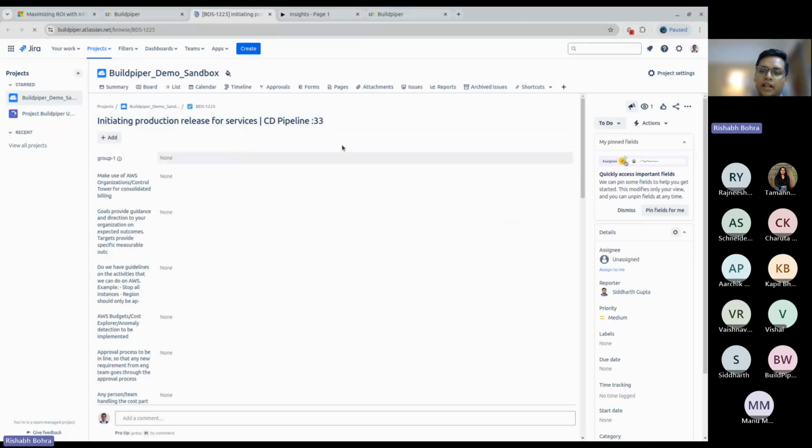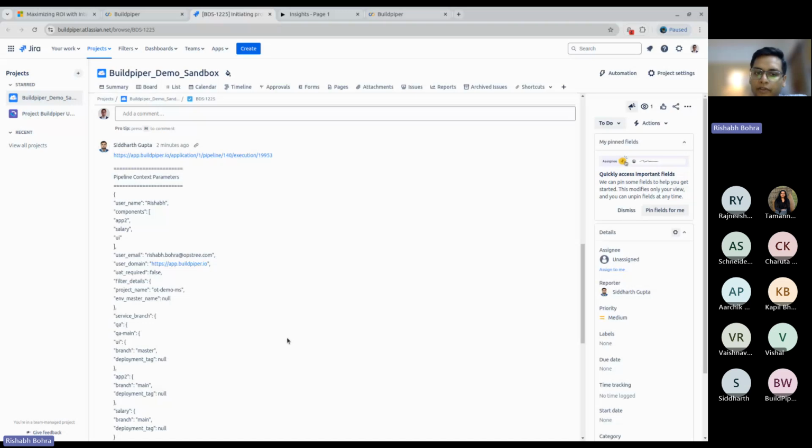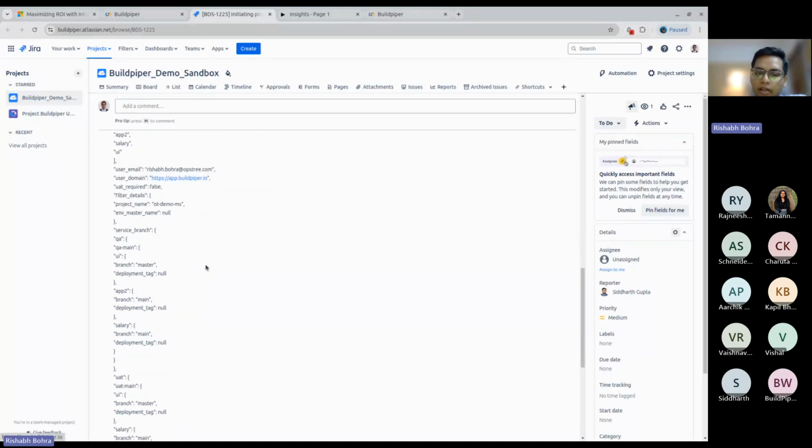So here we can see the ticket was created with a set of templatized questions as well, which ideally could act as your release checklist. And then we have a whole set of information regarding what are the components that are getting deployed, who triggered the pipeline in QA environment, what all tags and branches are being used for different set of applications, etc.